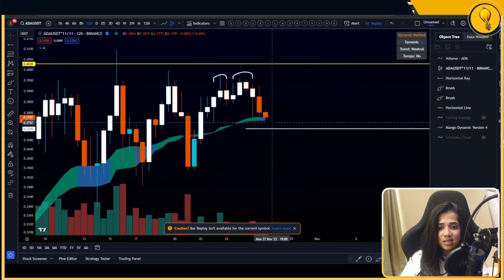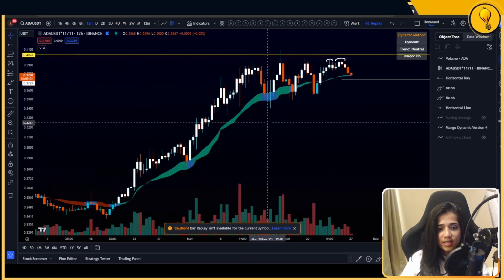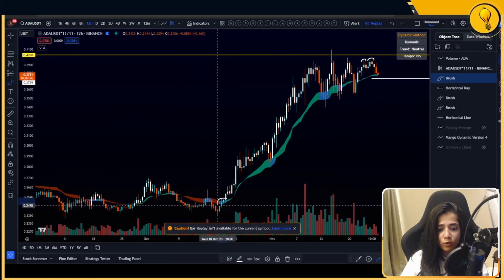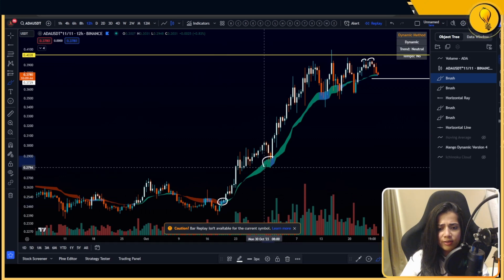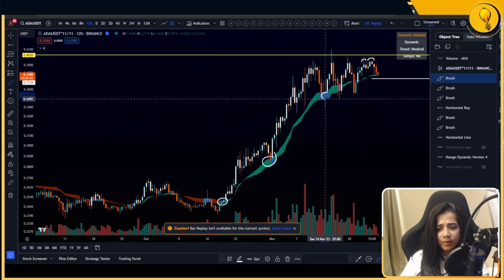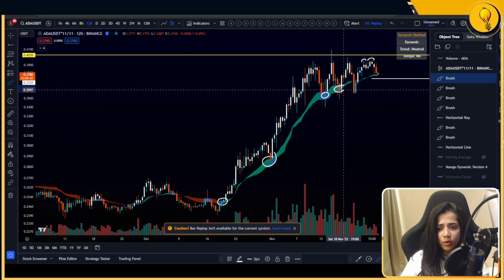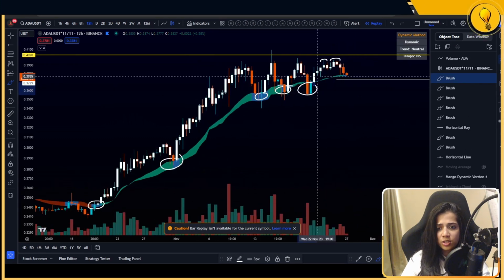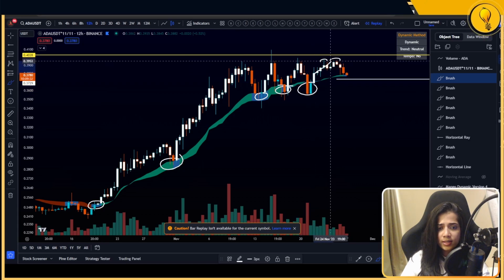We're currently sitting smack on dynamic support. Dynamic support, guys, which has been held ever since Cardano started its rally from around 24 cents. Every visit of the dynamic indicator was met with support. We had a bit of a violation here until the third candle actually took it over, and then we saw another rally to the upside, taking us all the way back to 39 cents.